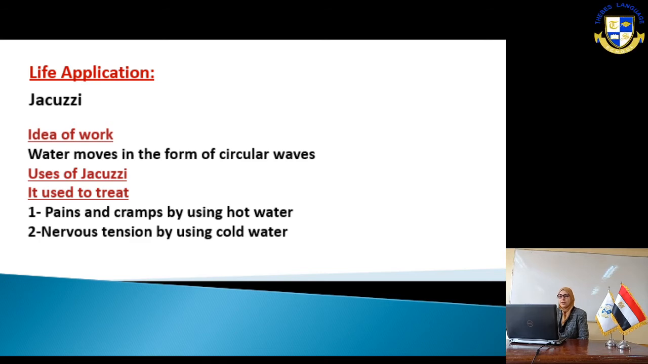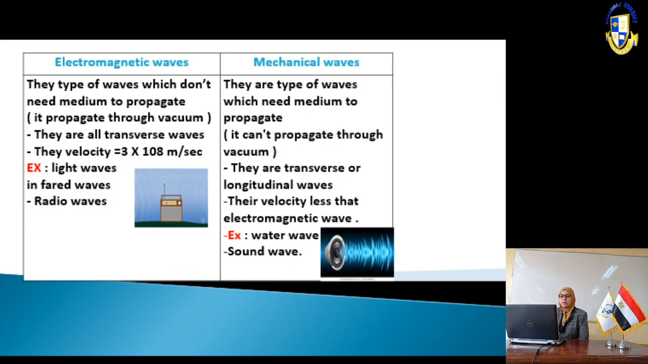Slide number 12. Now we are going to make a comparison between electromagnetic wave and mechanical wave. Electromagnetic waves are a type of wave which doesn't need a medium to propagate. But mechanical waves are a type of wave which needs a medium to propagate. So the electromagnetic wave propagates through vacuum, but the mechanical wave can't propagate through vacuum. Here the velocity or the speed of the electromagnetic wave equals 3 × 10^8 meters per second. Examples of electromagnetic waves are the light wave, the radio wave and the infrared wave. Mechanical wave examples here are water wave and sound wave.